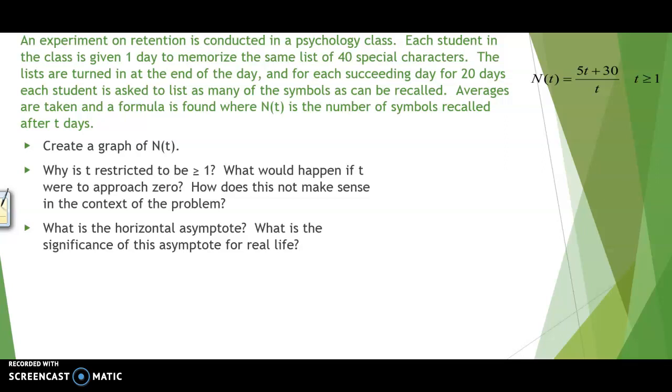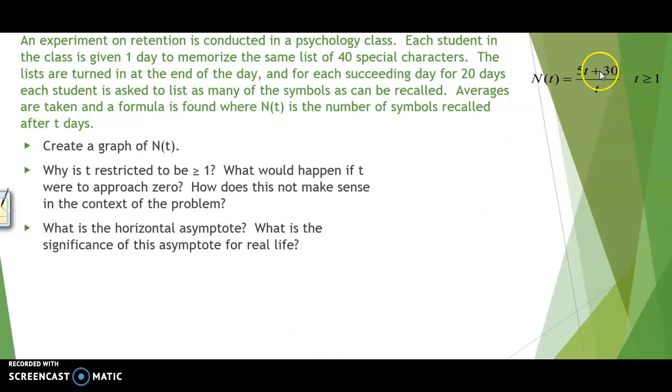The lists are turned in at the end of the day, and for each succeeding day for 20 days, each student is asked to list as many of the symbols as can be recalled. Averages are taken, and a formula is found where N of t is the number of symbols recalled after t days. First thing we're asked to do with all this information is create a graph.